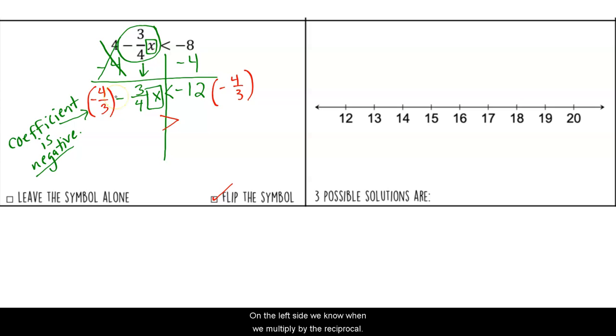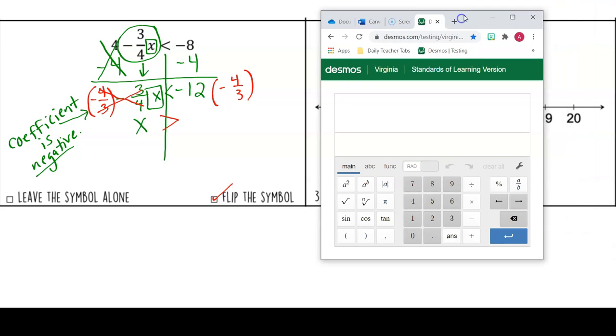On the left side, we know when we multiply by the reciprocal, this is equal to 1. Negative 4/3 times negative 3/4 is equal to 1. So we have now just x. And then on the other side, we have negative 12 times negative 4/3. Let's bring in our calculator for that, just to make sure. So I'm going to multiply negative 12 times negative, fraction key, I'm going to put in my 4/3, and then that's my answer.